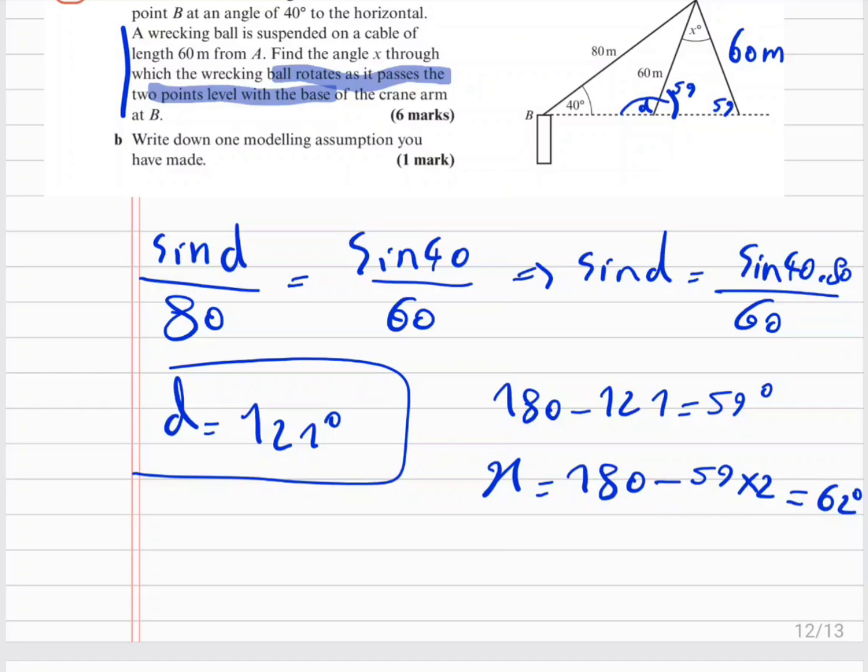Now, in part B, we want to write down one modeling assumption that we made. One assumption is that the cable remains taut and has a constant length of 60 meters in all positions. So these are the modeling assumptions that are used to simplify this problem.